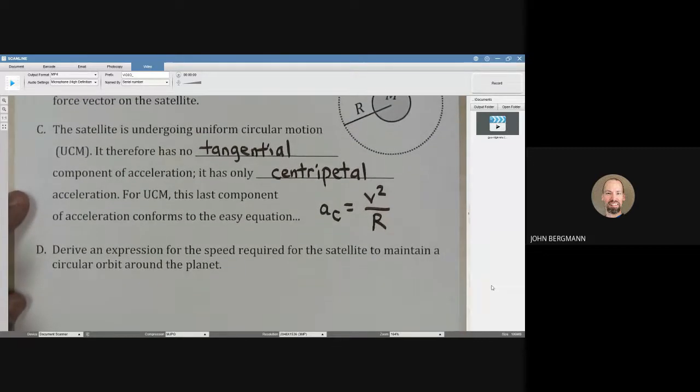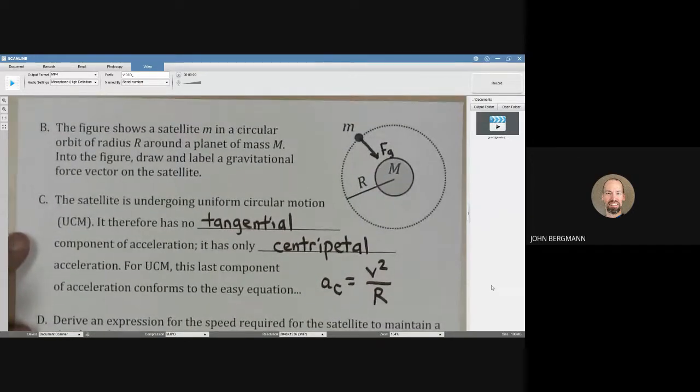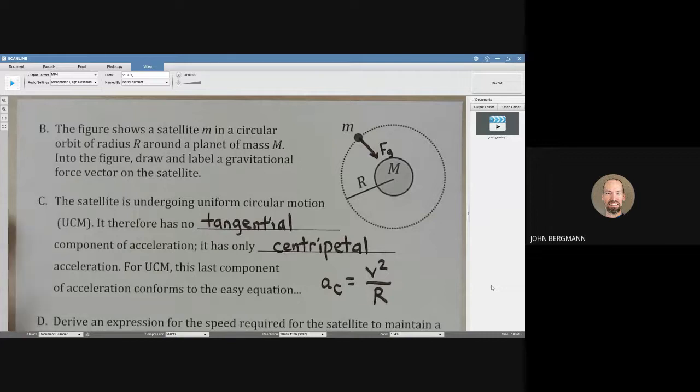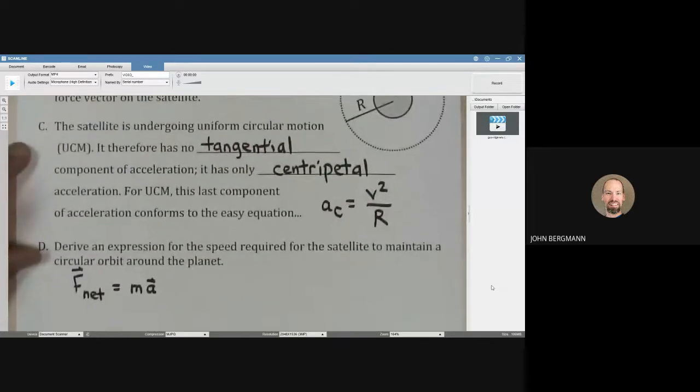Let's start off with Newton's second law. The net force on an object is equal to its mass times its acceleration. Let's look at our picture here. Let me roll this back up to allow you to see this picture. The net force on this little m satellite is the force of gravity on it. Now we're going back to the bottom of the page here.